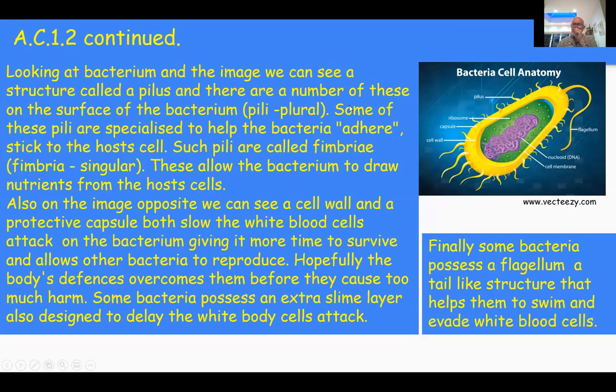So looking at the bacterium image on the right-hand side here, we can see a structure known as a pilus. Okay. Now, there are a number of these on the surface of the bacterium. So we would say there is a number of pili because that's plural. Now, some of those pili are specialized to help the bacteria adhere. That means stick to the host. Okay.